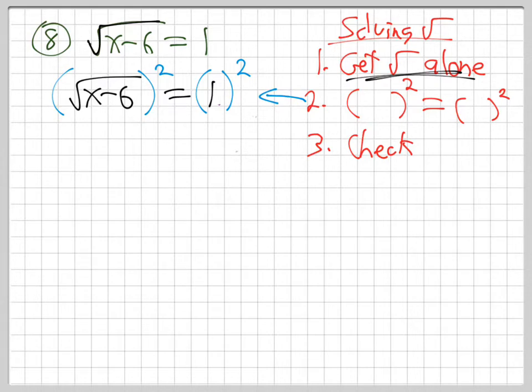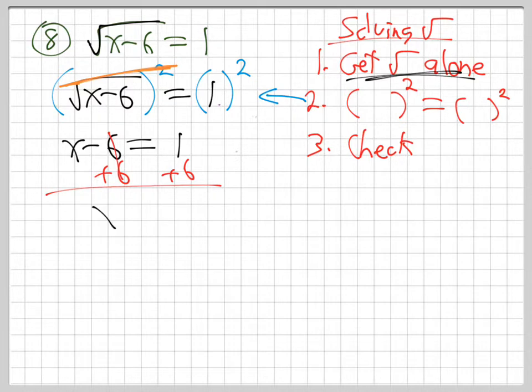Okay. And then the root and the 2 power cancel because they're opposites like we just talked about. And so that gets rid of it. And then what's the other side? What's 1 squared? 1 times 1 is just 1. Now we got rid of the root. See how we got the root out of there? We got to pull the snail out. So now we can just solve. Just add the 6. X is 7.